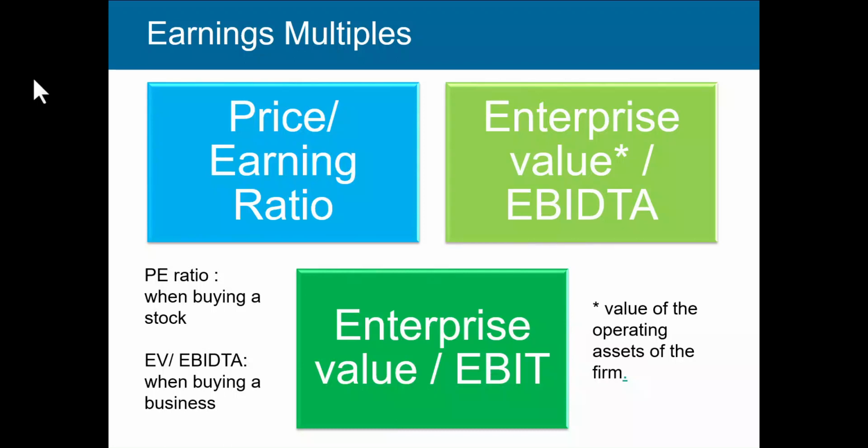But remember that the multiples should be consistent. That means the numerator and denominator should track the same kind of stakeholders. Like price to earning: the price is the shareholders' price, or the market cap, divided by net profit, which belongs to the shareholders. So the multiple is quite consistent.